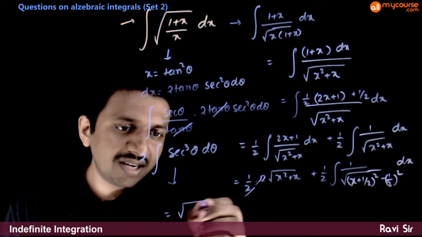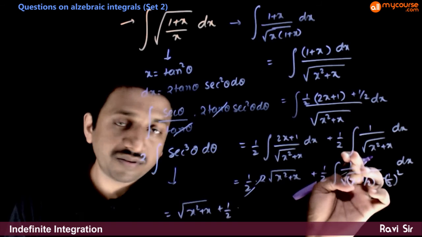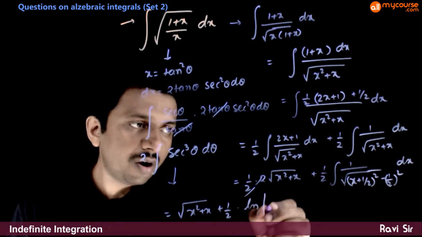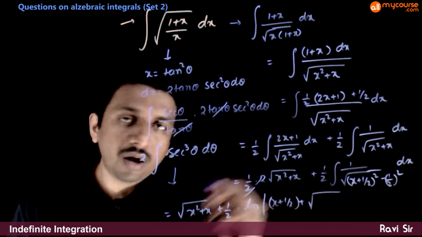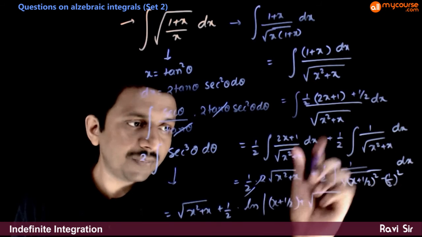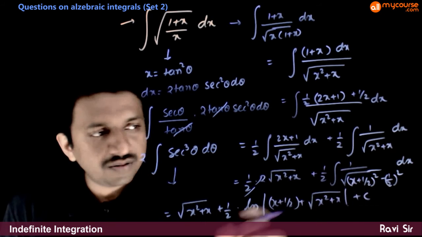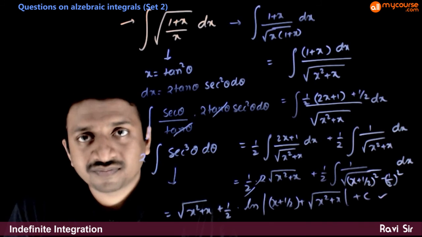So the effective answer is root of x square plus x plus half times, which is of the form 1 by root of x square minus a square. The answer is log mod x plus root of x square minus a square. This whole expression is nothing but x square plus x, plus c. So this will be the integration of root of 1 plus x by x.